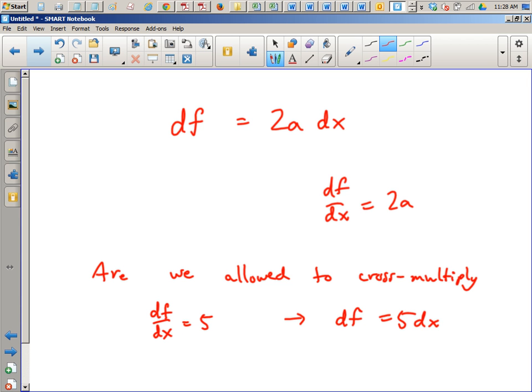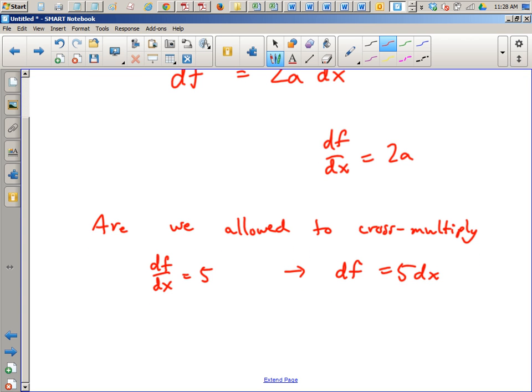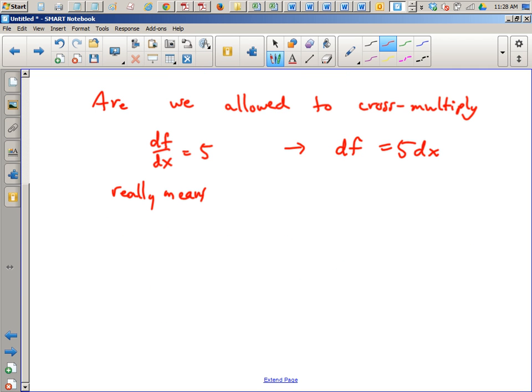Man, that's really iffy. Remember, the df dx is not really a fraction. What it really means is the limit of f of x plus h minus f of x all over h equals 5. Who gives us the right to multiply both sides by h? We wouldn't do that, would we? No way. Right? It's buried in the limit.